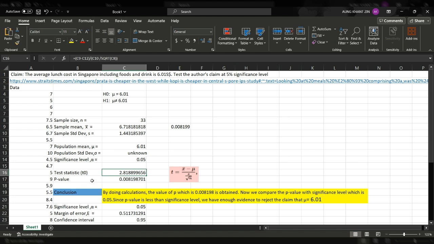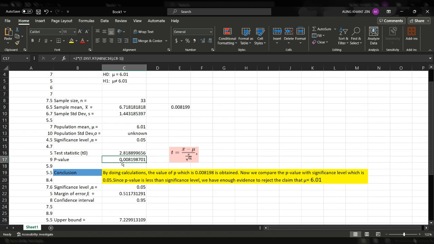And then for the p-value, we are using a two-tailed t-statistic, as here I assume that mu is not equal to 6.01, so it is two-tailed t-statistic, and the formula is 2 multiplied by T.DIST.RT(ABS(C16), C8 minus 1). C16 is the t-statistic value, t0, and C8 minus 1, which is sample size minus 1, is equal to the degree of freedom. So it gave me the value of 0.00819.